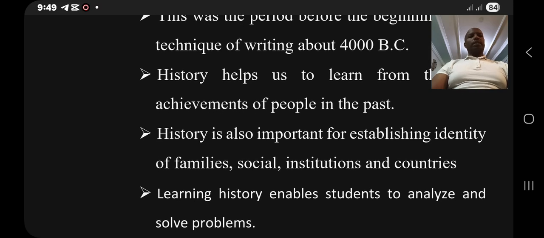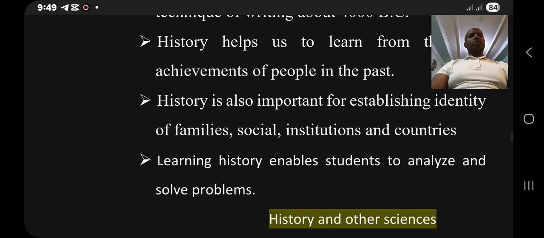Learning history enables students to analyze and solve problems. Since history is very broad and was studied through rigorous research, it helps students to develop their world outlooks. So, in such a way, it helps them to analyze different situations and solve problems.